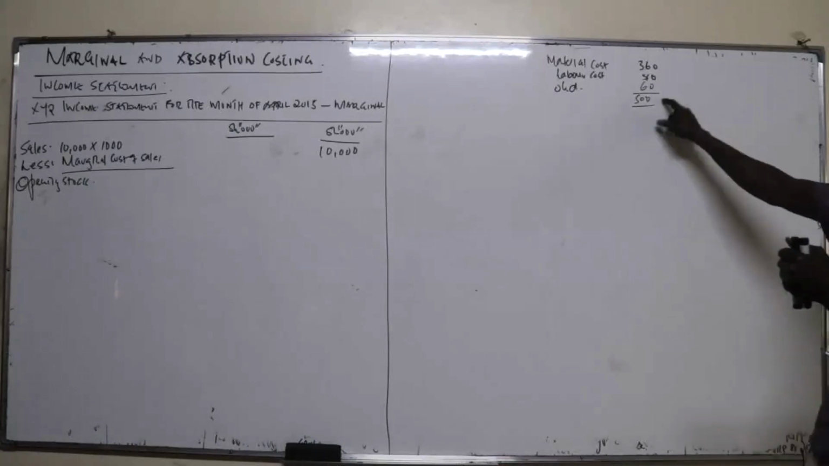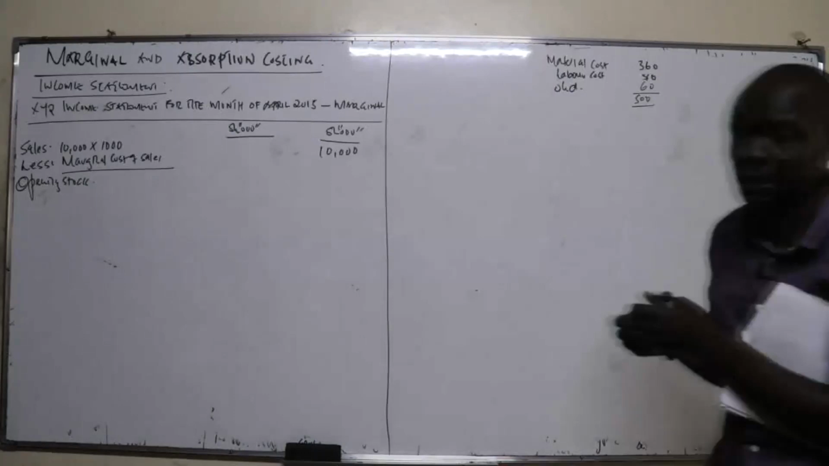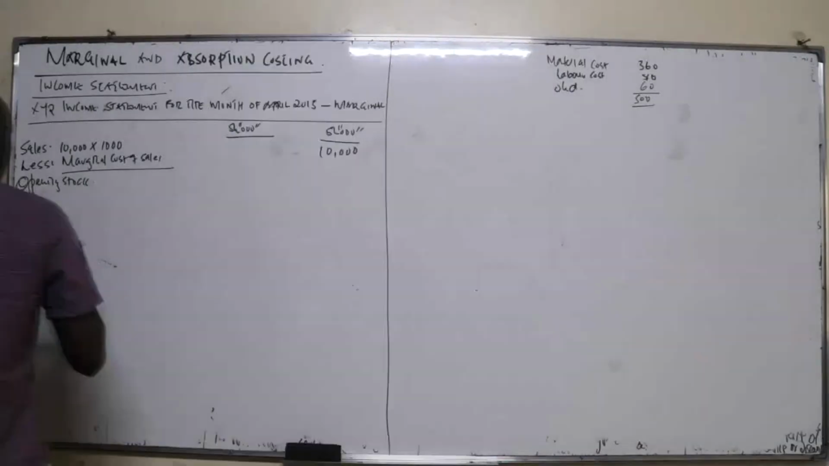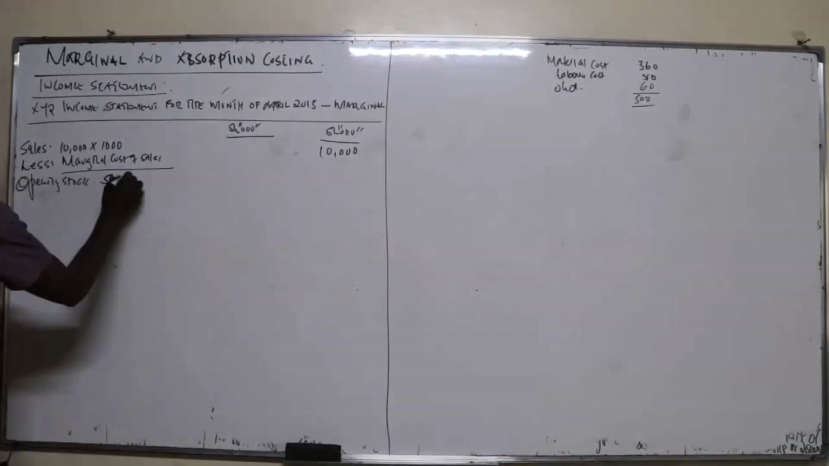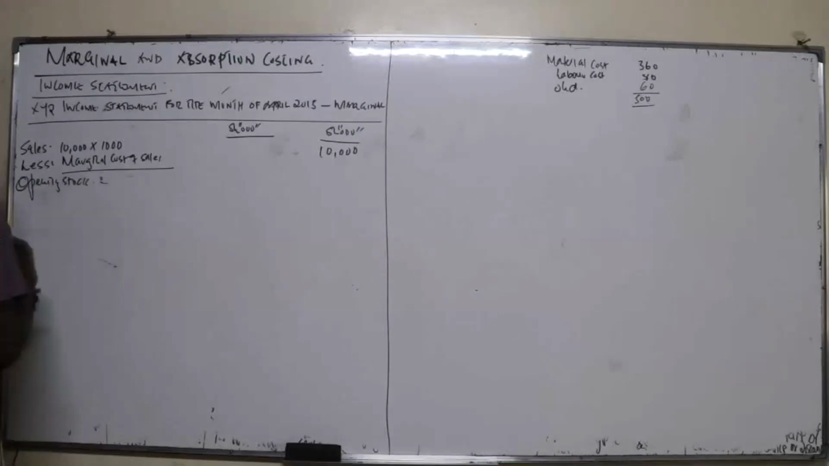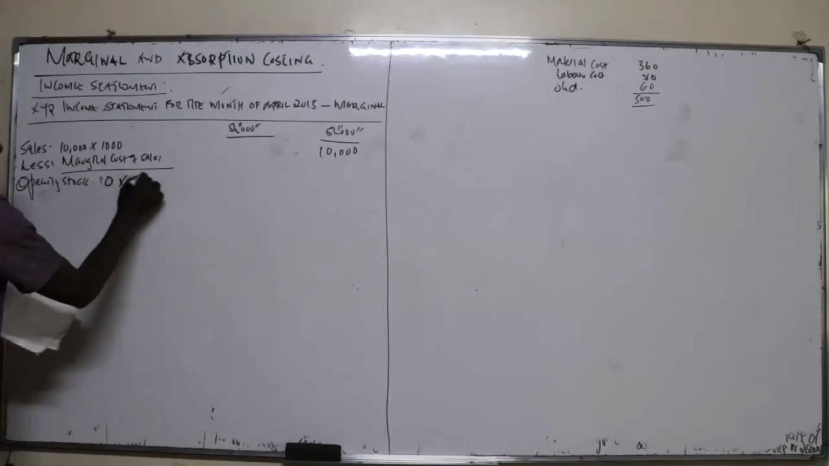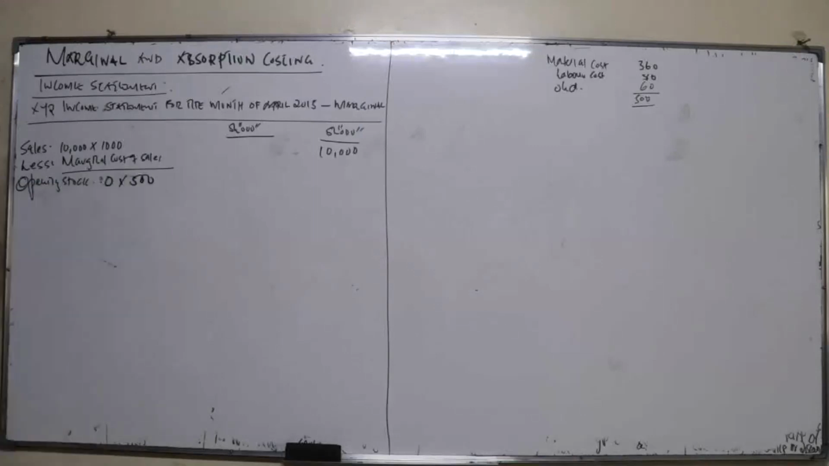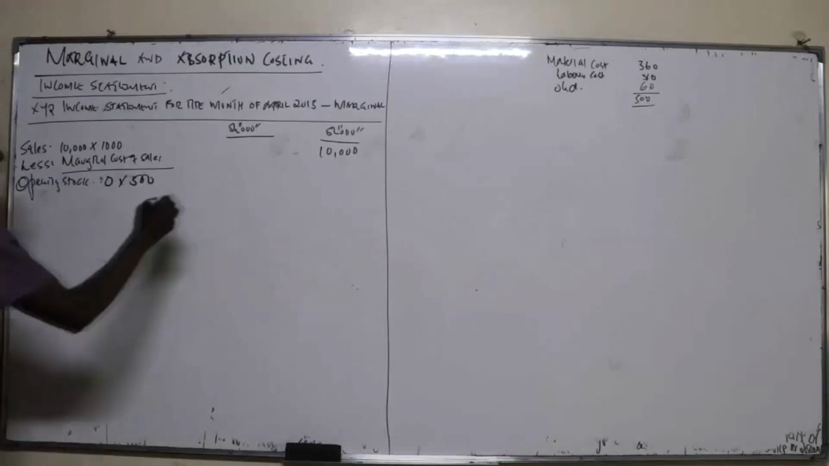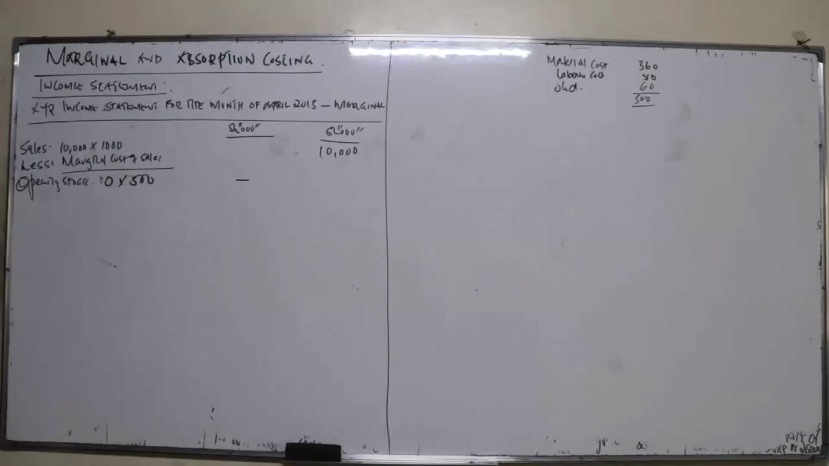So here you multiply 500 by the number of units that were produced. So opening stock was 0, sorry. If it was there, you would have multiplied it by 500. In this question, it was not there. So you write a dash there. And then you add production cost.